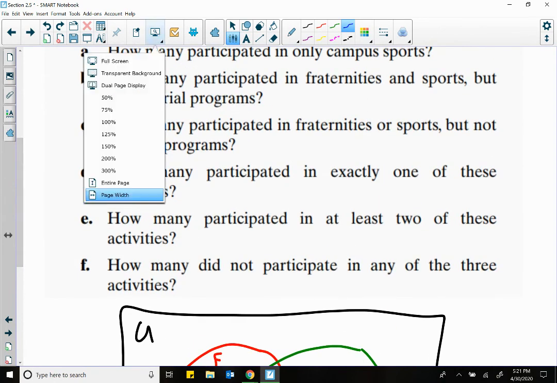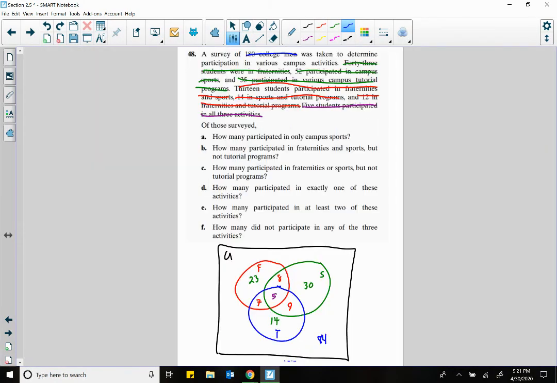So all we got to do now, hard part's done, is answer some questions. So how many participated in only sports? Well, that's right there. That's our 30. Again, B and C are just like those questions we had a moment ago. We've got an and a not. So we want to know the intersection between fraternities and sports. Well, that's the 5 and the 8. That's the intersection. But we're throwing out tutorial. So that means we throw out the 5. So how many students participated in fraternities and sports but not tutorial? That's the 8.